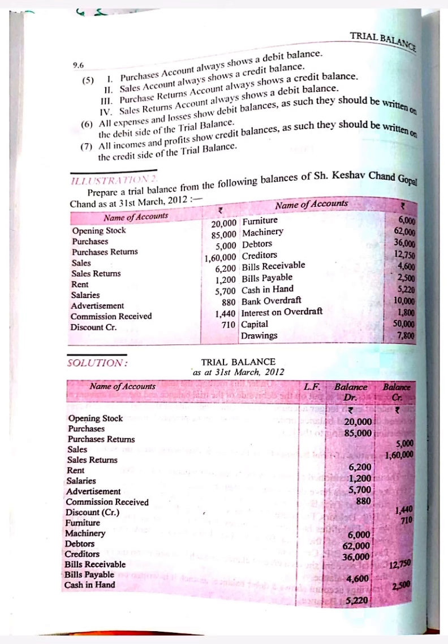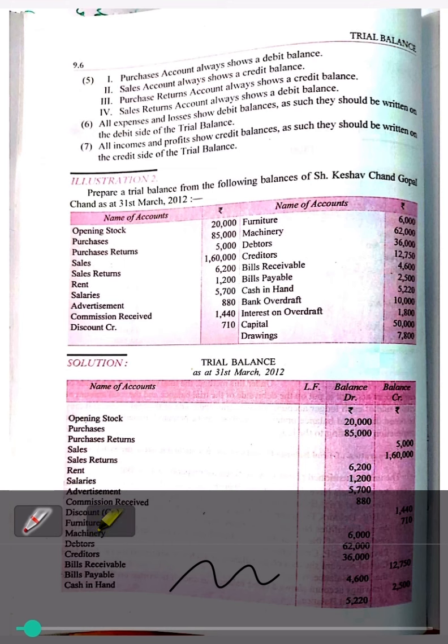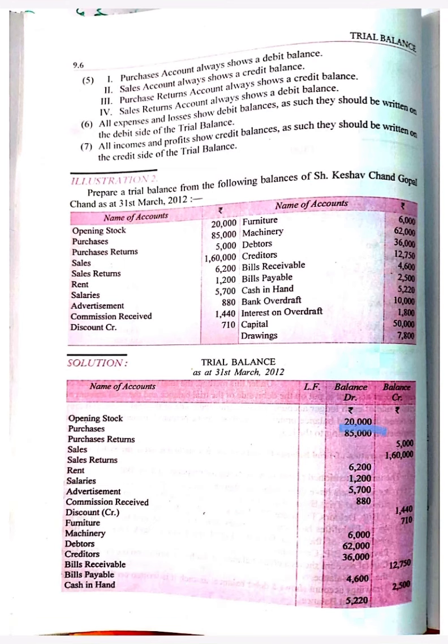now we have to think about which amount will be debited and which amount will be credited. As I have discussed, all the expenses and losses will be debited and all the assets will be debited. So opening stock is our asset, it will be on the debit side. Purchase is our expense, it will be on the debit side. Purchase return will always come on the opposite side of purchase. Purchase is debit, so purchase return will be on the credit side. Then sales, it is income, credit side.